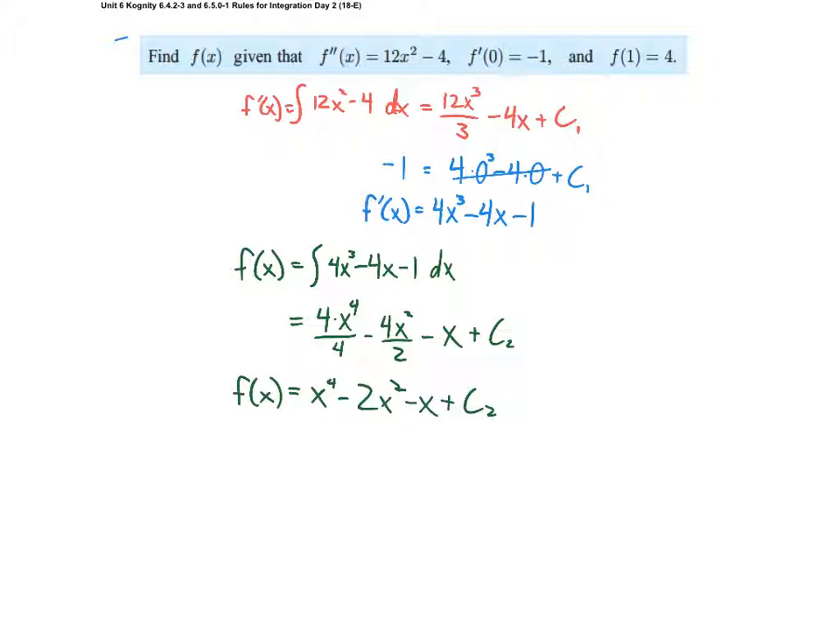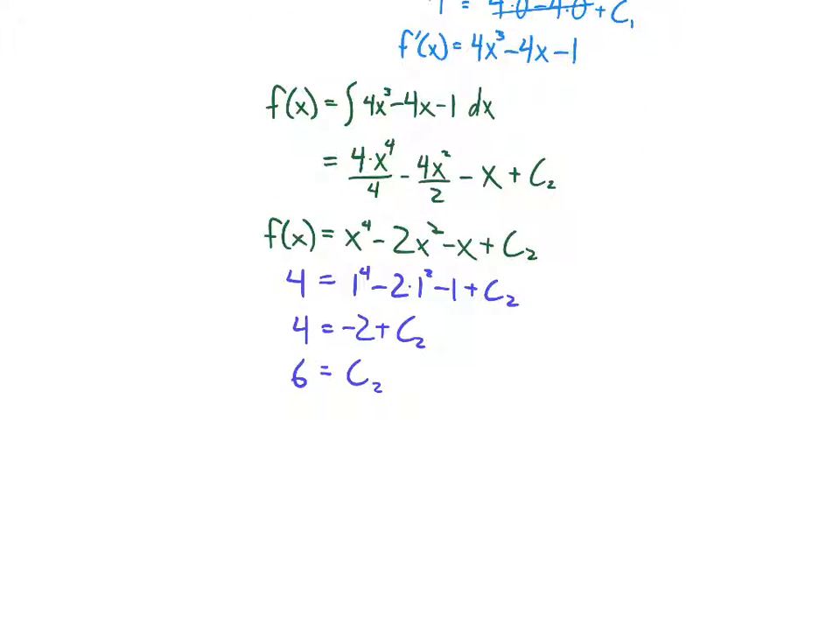So here's where we can use the other point. The other point that we were given is that f of 1 equals 4. So when I plug in 1, this whole thing equals 4. So 1 minus 2 minus 1 is negative 2. Negative 2 plus c2 is 4, so c2 must equal 6. And now we know our final answer.